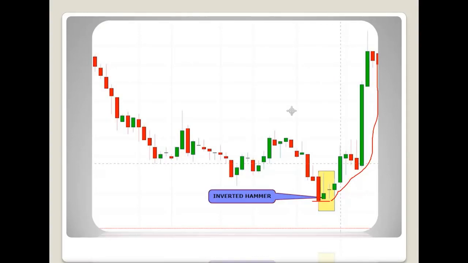So the rules are the same. The only thing is the candlestick's position has been changed. The hammer has a long lower shadow and the body is at the top, whereas the inverted hammer has a long upper shadow where the body is at the bottom.